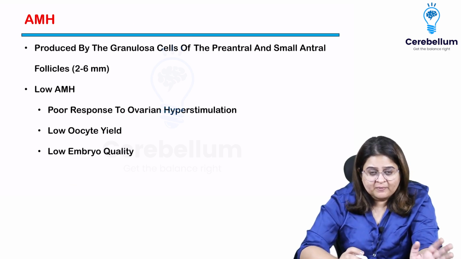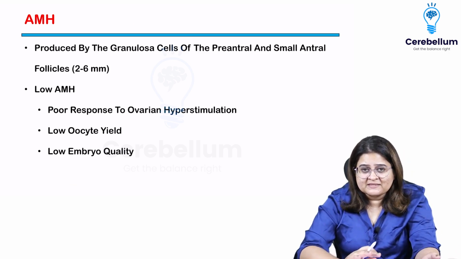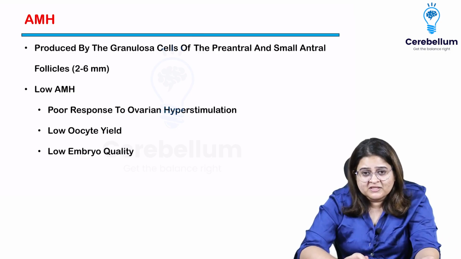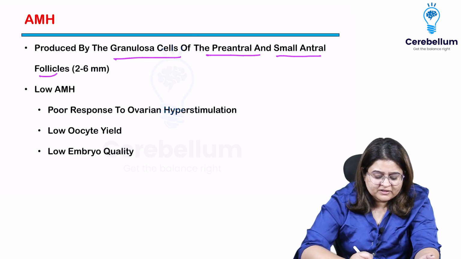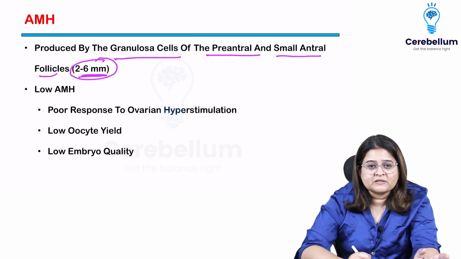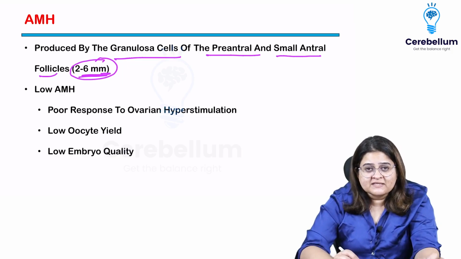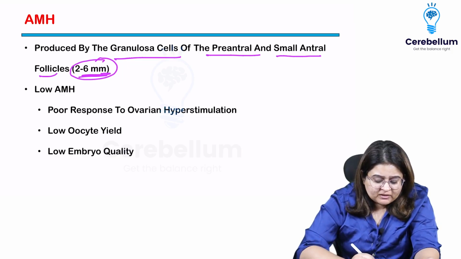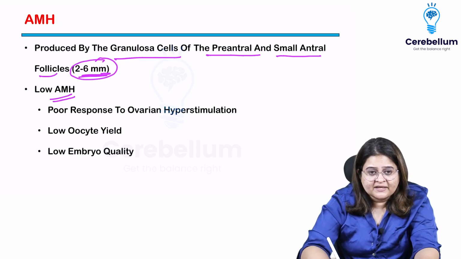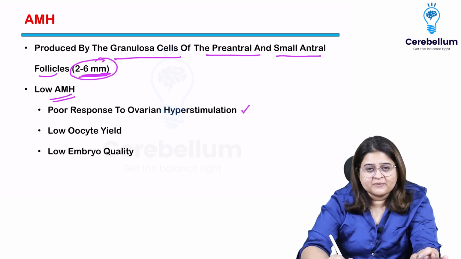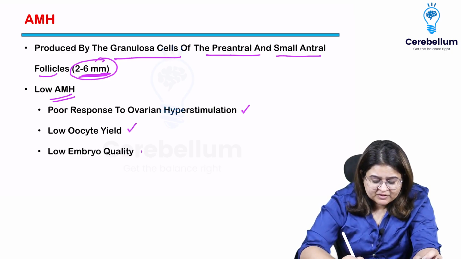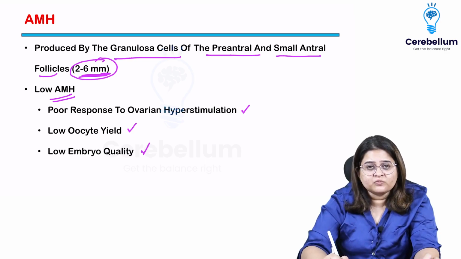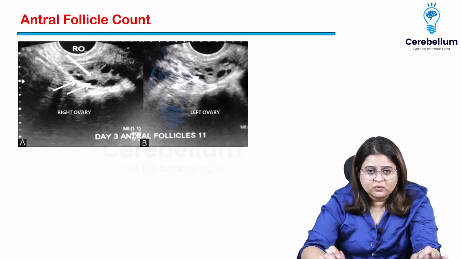So AMH, remember, apart from being secreted by the testes in the male embryo, is also secreted by the granulosa cells of the preantral and small antral follicles. The small follicles, which are 2 to 6 millimeters, secrete AMH. A low AMH is a sign of poor response to ovarian hyperstimulation. It is a sign of low oocyte yield, and also if the patient undergoes IVF, it is related to poor embryo quality also.